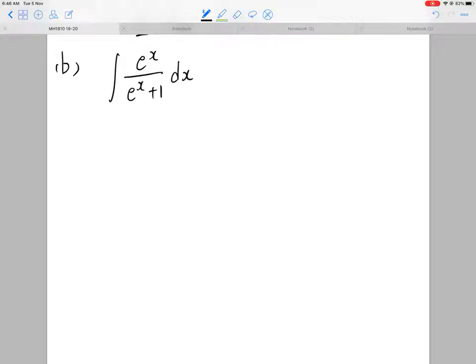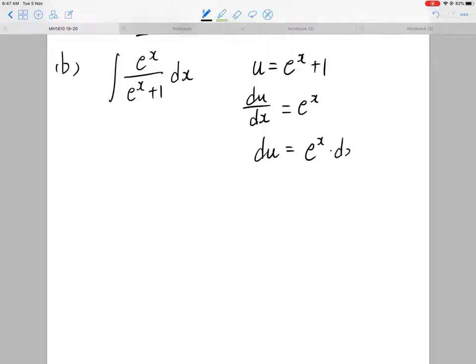Problem 2, it's the same. So some part is the derivative of the other part. Like this part, the top is a derivative of the bottom. So you can let your bottom be u, which means du over dx is just e to the power of x. Okay, which means your du is e to the power of x times dx. Right. So the bottom of the fraction is u. The top of the fraction together with dx is going to be du.